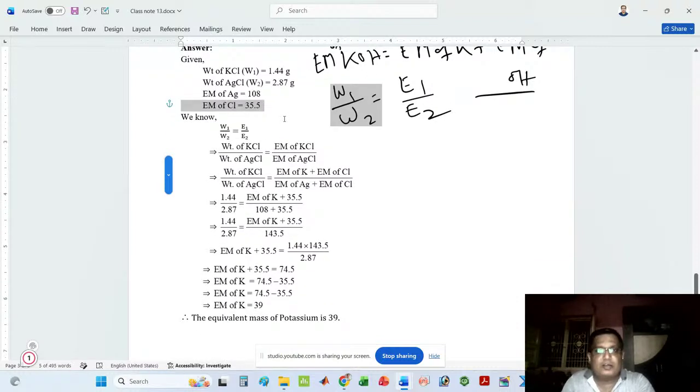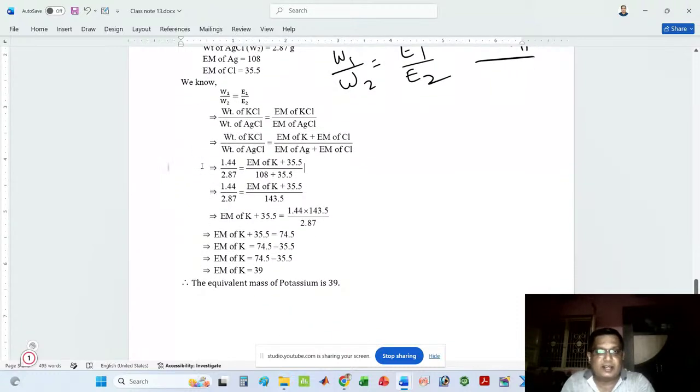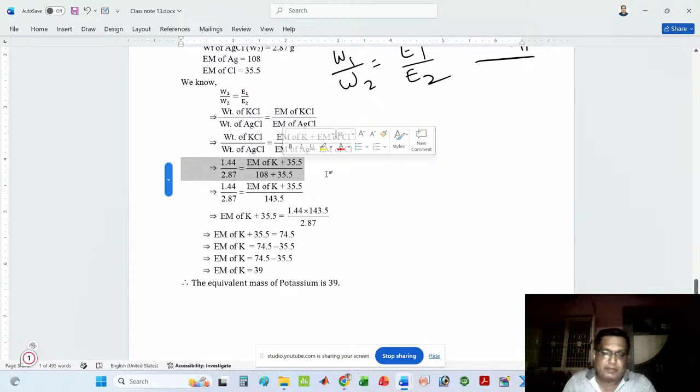Now put the equivalent masses in this formula, and also put the weight of KCl and weight of AgCl. Then I can write: 1.44 divided by 2.87 is equal to equivalent mass of K plus 35.5 divided by 108 plus 35.5.